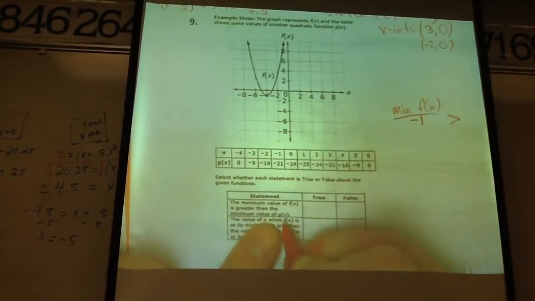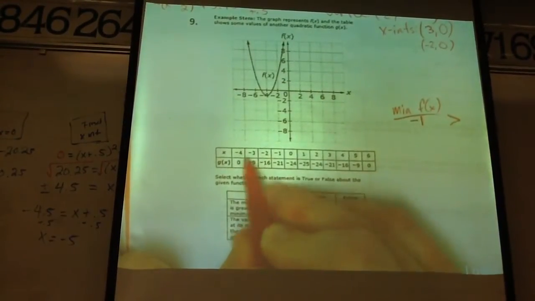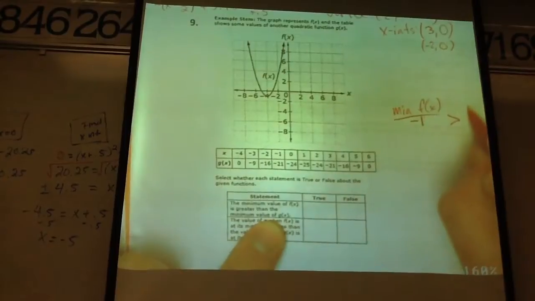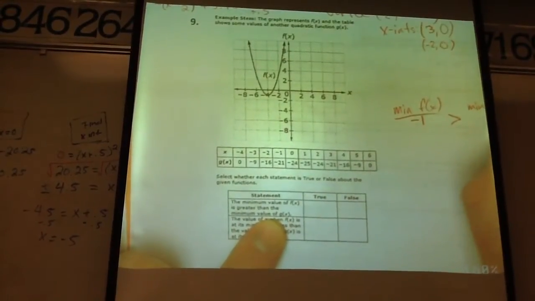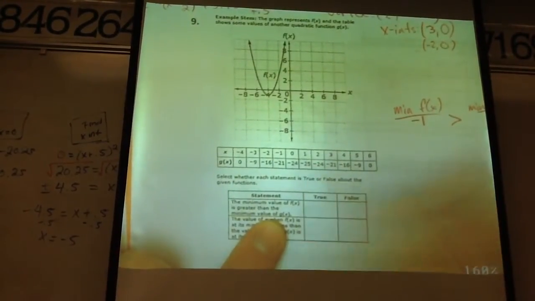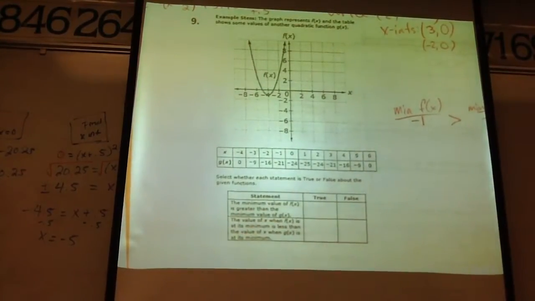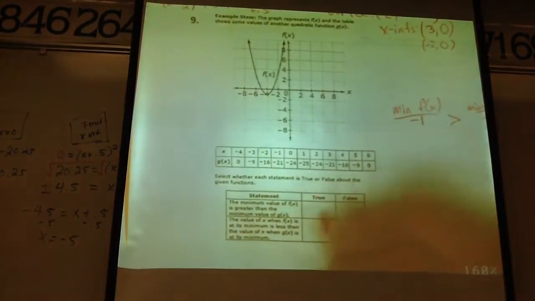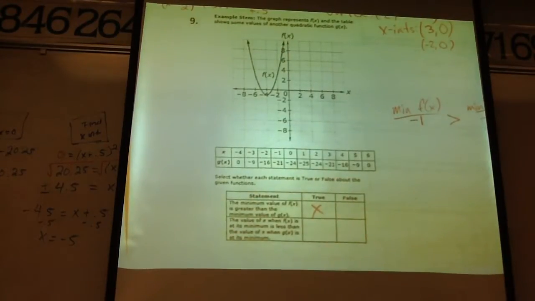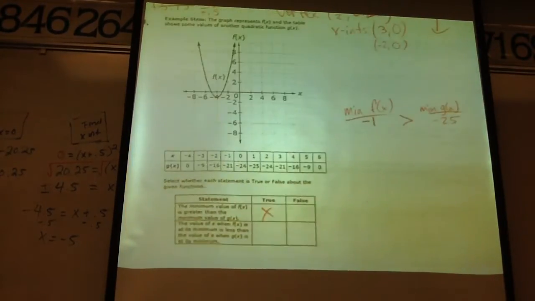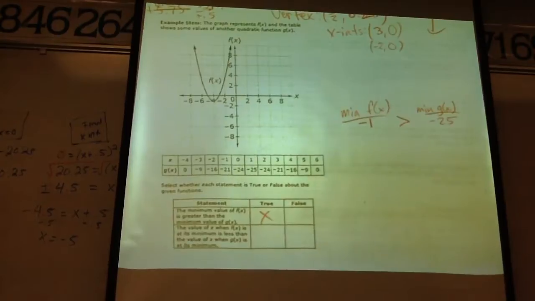What is the minimum value of g of x? -25. Which is true. Is -1 greater than -25? Yes, because it's closer to 0. Yes, it is. True. See, now you're going to erase my marks on the false.